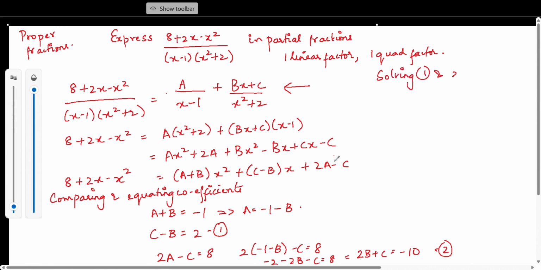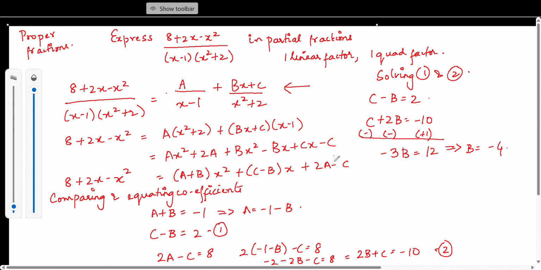Solving equation 1 and 2. c minus b equal to 2, c plus 2b equal to minus 10. Now subtract. Minus 2b minus b, minus 3b equal to 12, implying b is minus 4. a was minus 1 minus b, minus 1 plus 4, which is 3. c minus b was 2. So c minus this is 2, which implies c equal to 2 minus 4, which is minus 2.